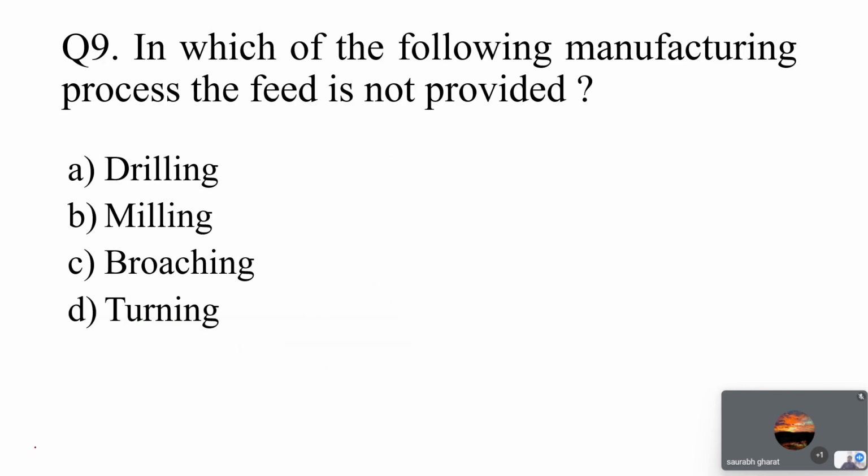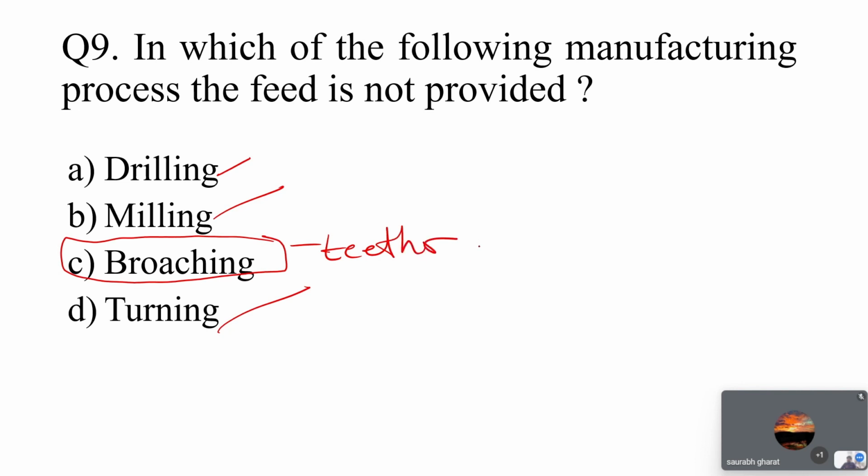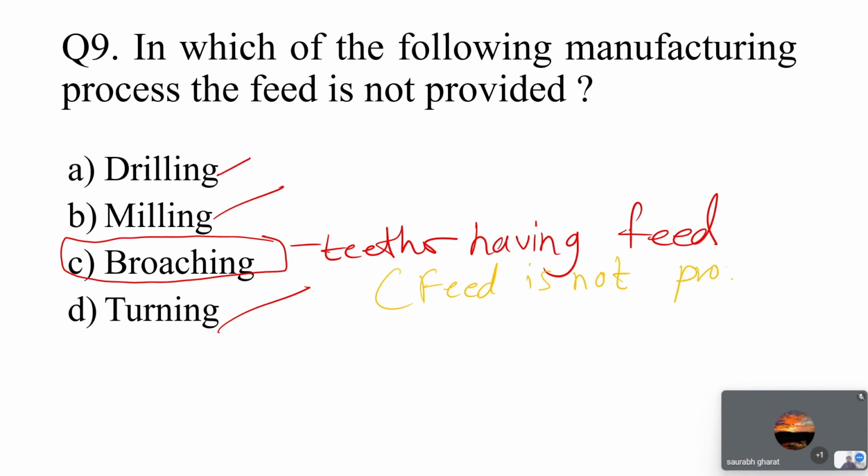In each of the following manufacturing processes, the feed is not provided. In drilling, feed is there. In milling, feed is there. Turning, feed is there. Only broaching, because in broaching what do we have? We have teeth. You know, teeth are already having the feed. Okay, teeth are actually having the feed. So feed is not provided there. That's simple. Okay, feed is not provided here.